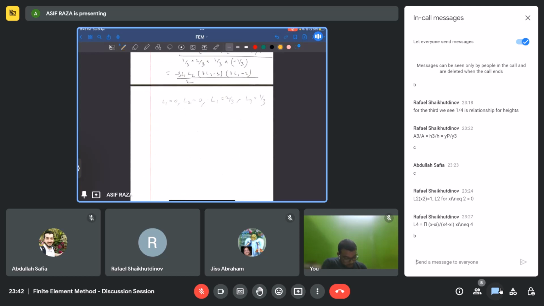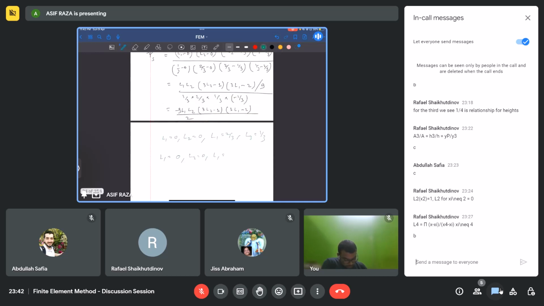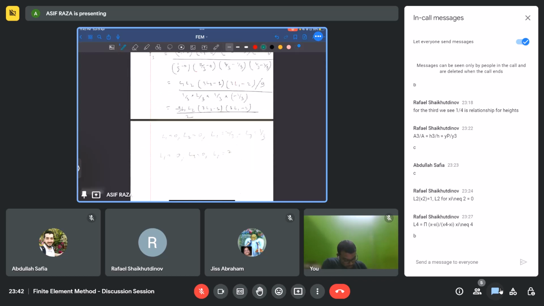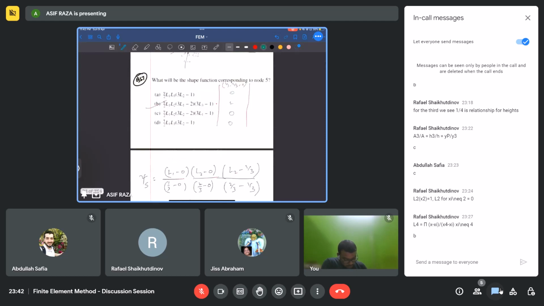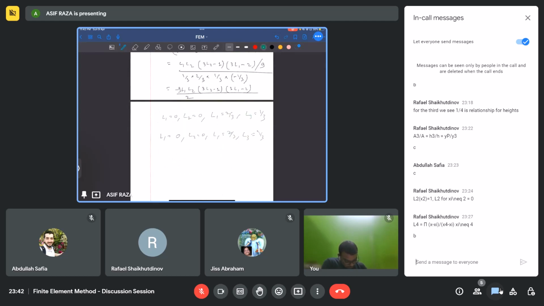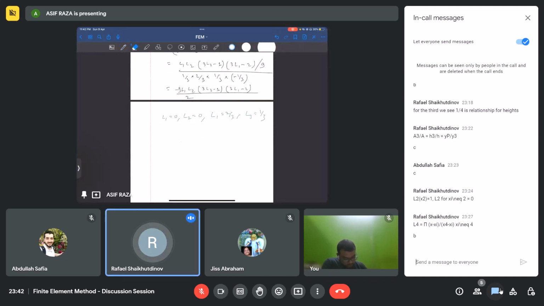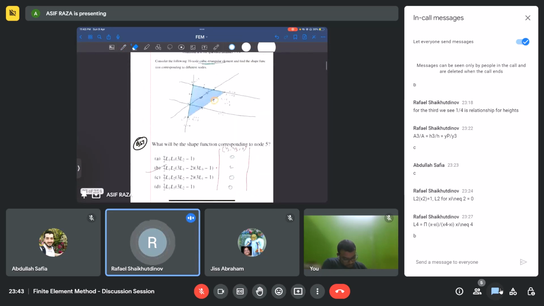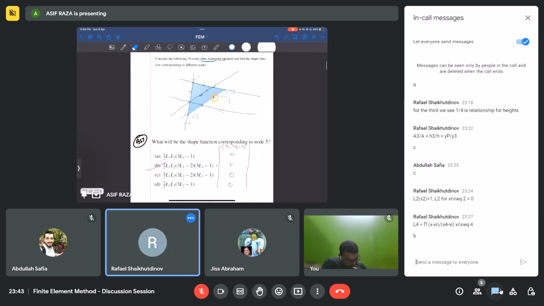Okay, so L1 equal to 0, L2 equal to 0, L1 equal to 2 by 3, and L3 equal to 1 by 3. Oh, this one only you said? Can you agree that this is not a really well formulated question?